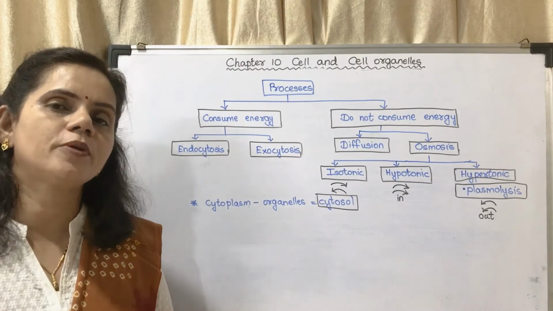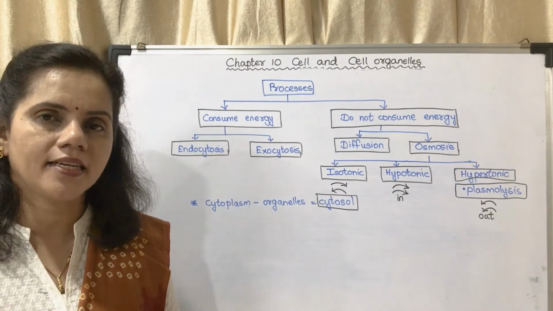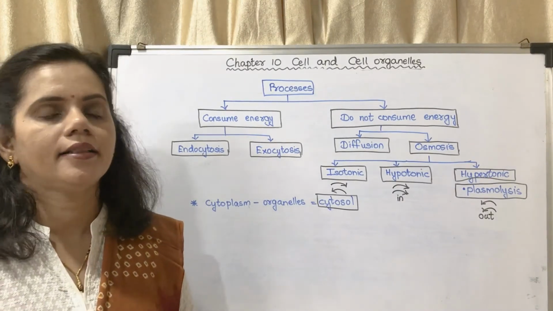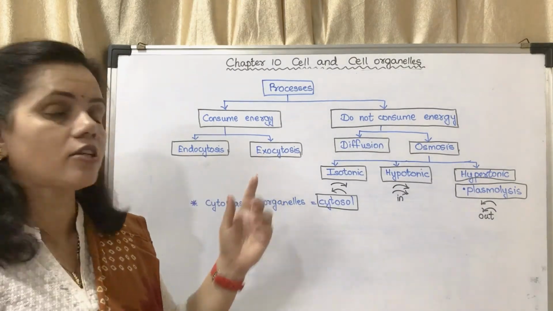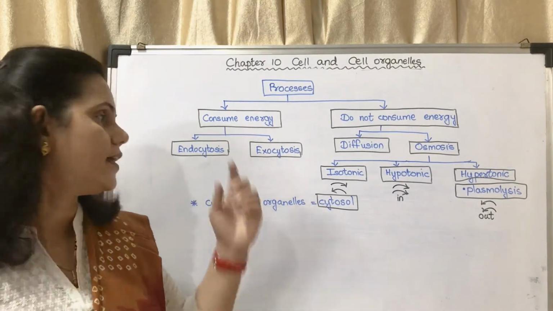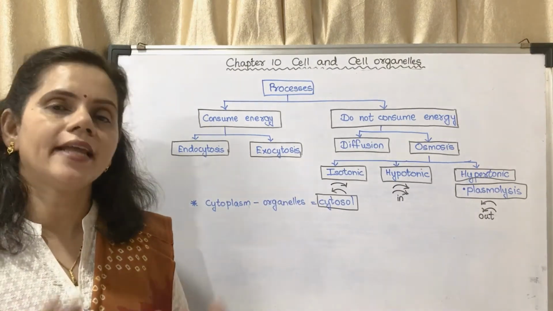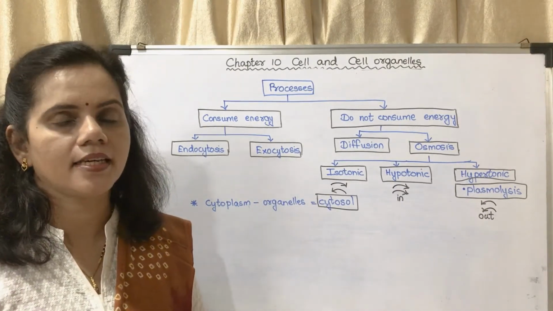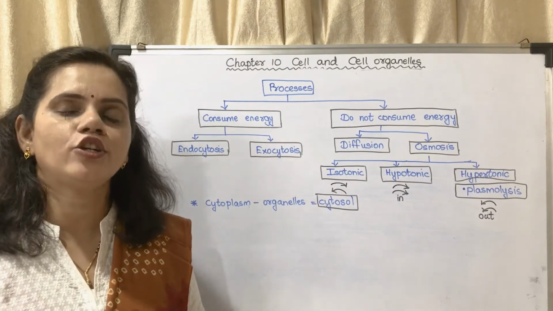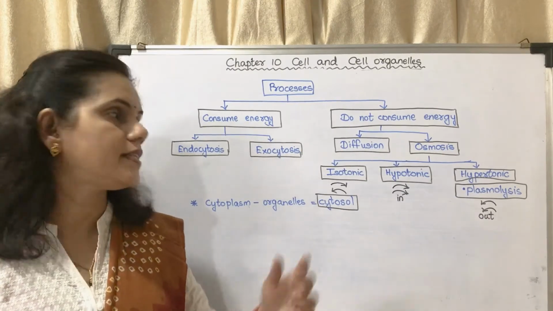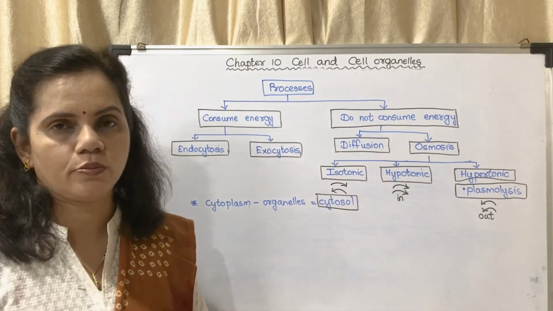So these are the two processes in which energy is needed, that is endocytosis and exocytosis. Now the next is in which energy is not needed. There are two processes under that. It is diffusion and osmosis.